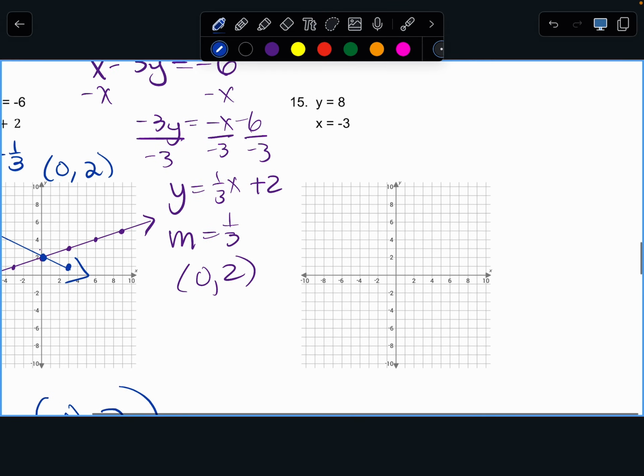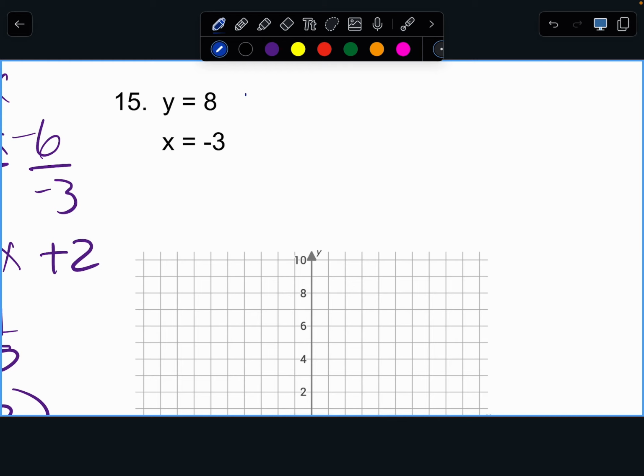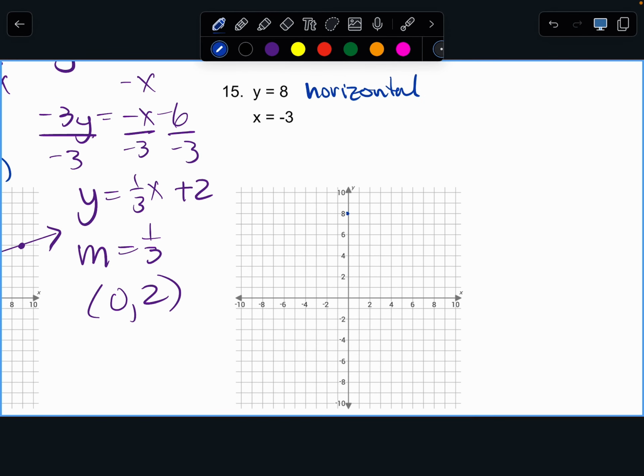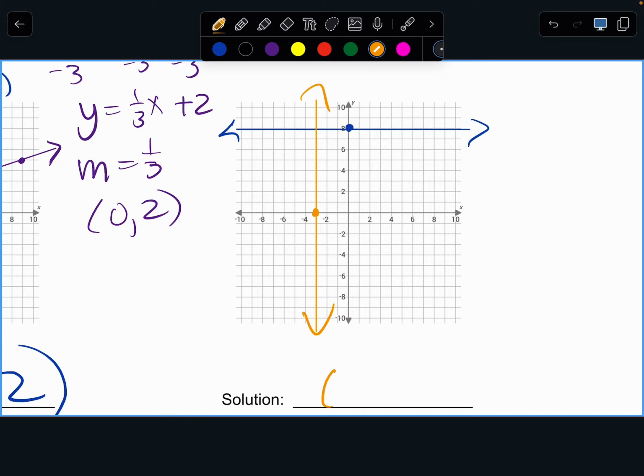Okay, so this next one, remember, if I have y equals, I have a horizontal line. So I go to when y is equal to 8, which is right here, and I draw a horizontal line. Then this is a vertical line. So I go to when x is negative 3, and I draw a line. The point where they run into each other is the point negative 3, 8.